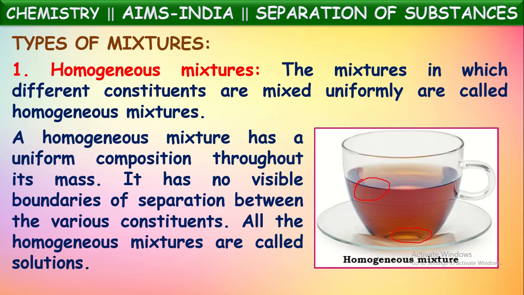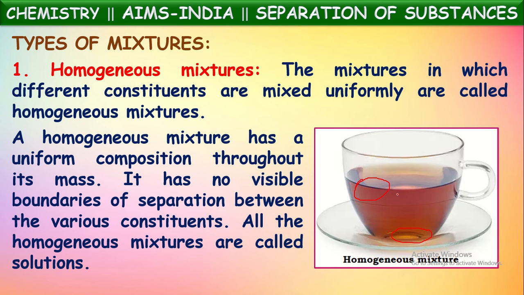It has no visible boundaries of separation between the various constituents. Yes, there is no boundary. A visible boundary won't exist for this kind of mixture. See, are you able to identify the tea decoction separately, and water separately, and even sugar separately in this? No, we are not able to see them separately. All will be mixed and seem like one component. These are called homogeneous mixtures.